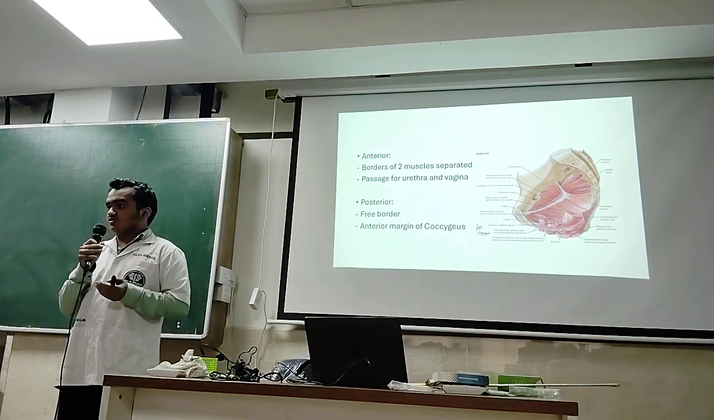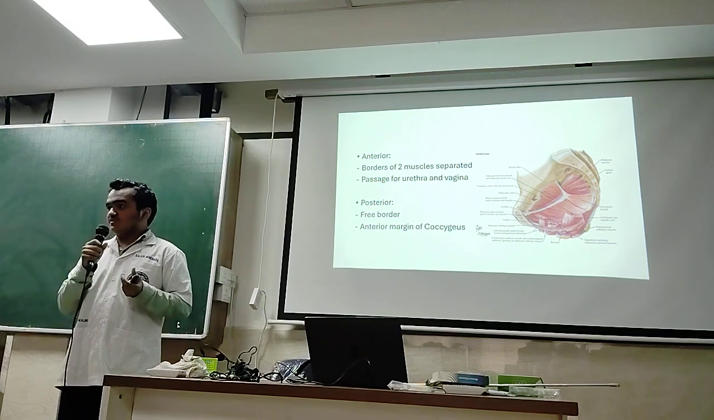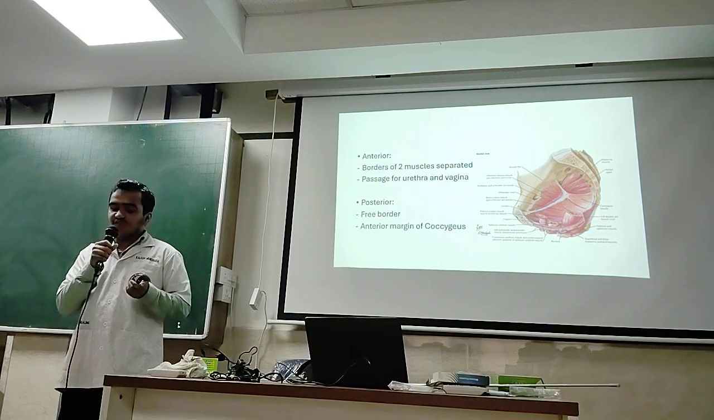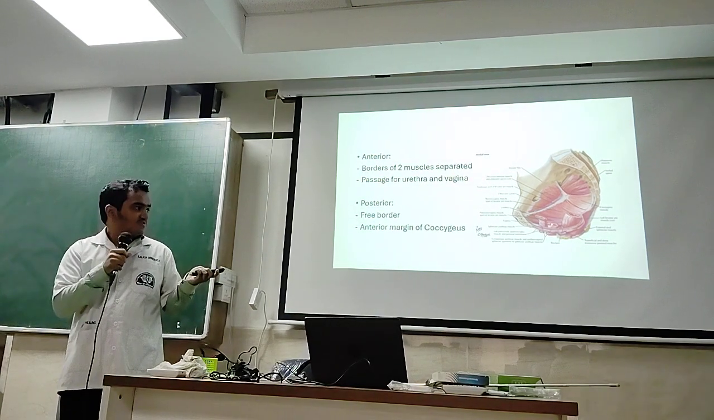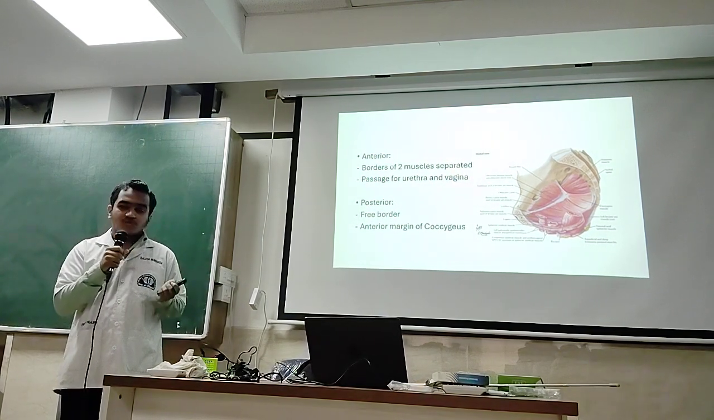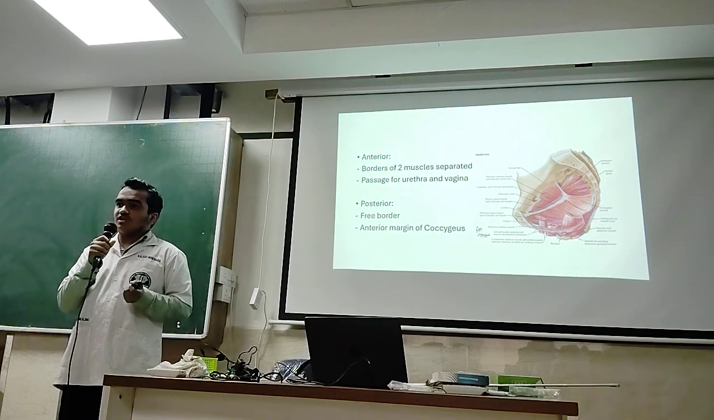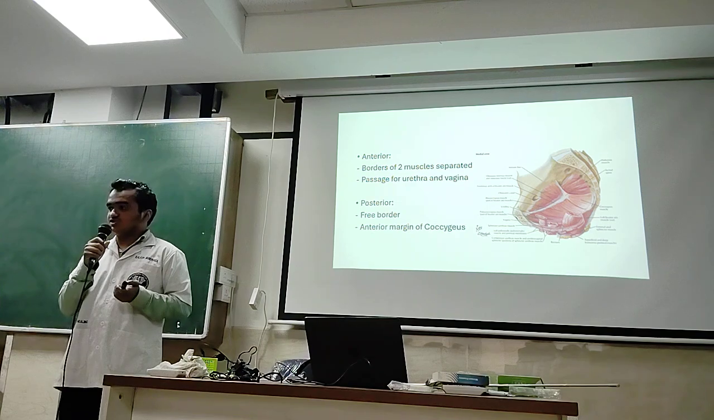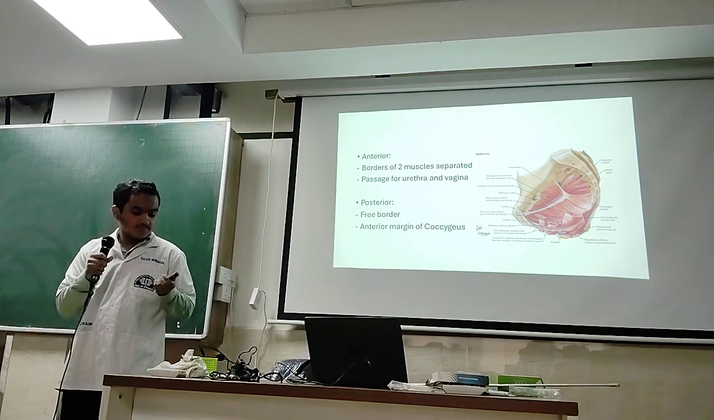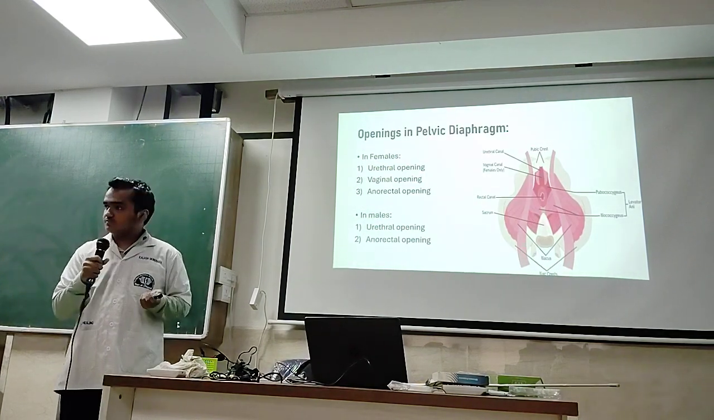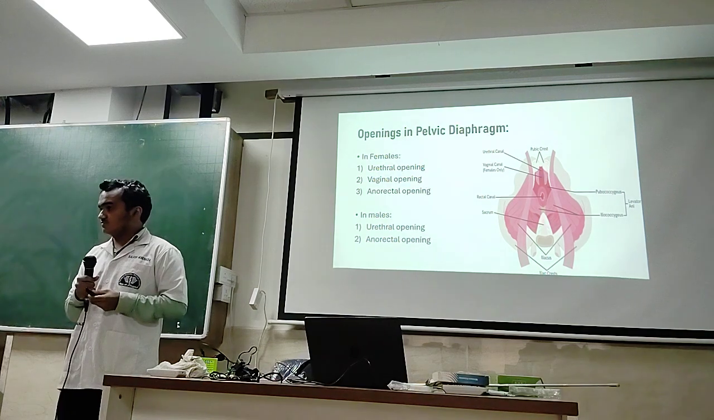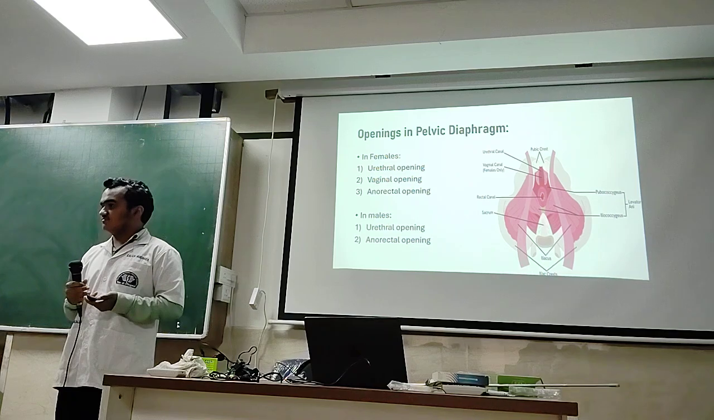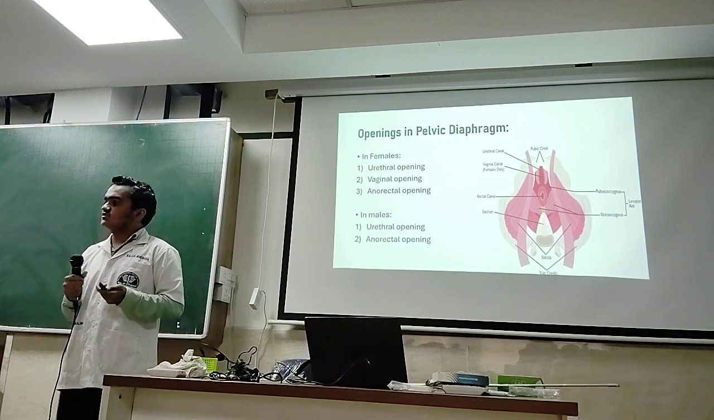Anteriorly, the fibers of these two muscles have a separation between them. This separation provides a gap for the passage of the urethra and the vagina, as can be seen in this diagram. Posteriorly, the posterior margin is a free margin and it lies opposite to the anterior border of the coccygeus. In places you are referring to the muscle as ischiococcygeus, and in places you are calling it coccygeus. They are the same. Use one term: ischiococcygeus.